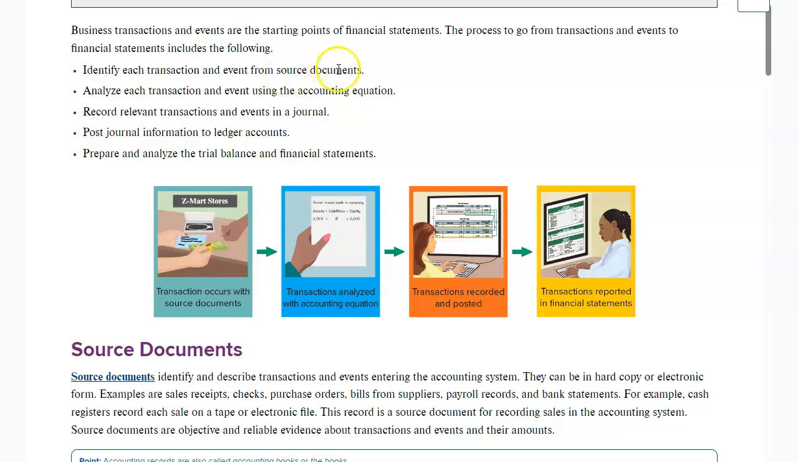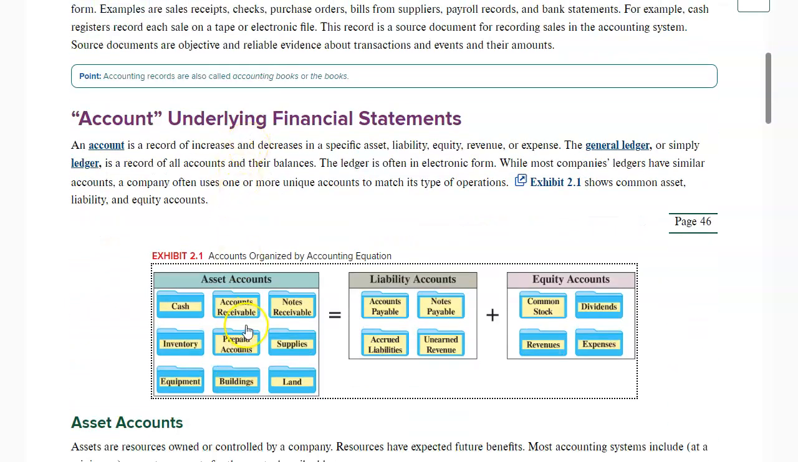So we take the source documents, whatever those might be: an invoice that comes in, an invoice that we send, a delivery ticket, a credit card bill, any kind of source document. And sometimes those source documents are digital. We analyze the transaction using the accounting equation. And this is the accounting equation: assets equals liabilities plus equity.